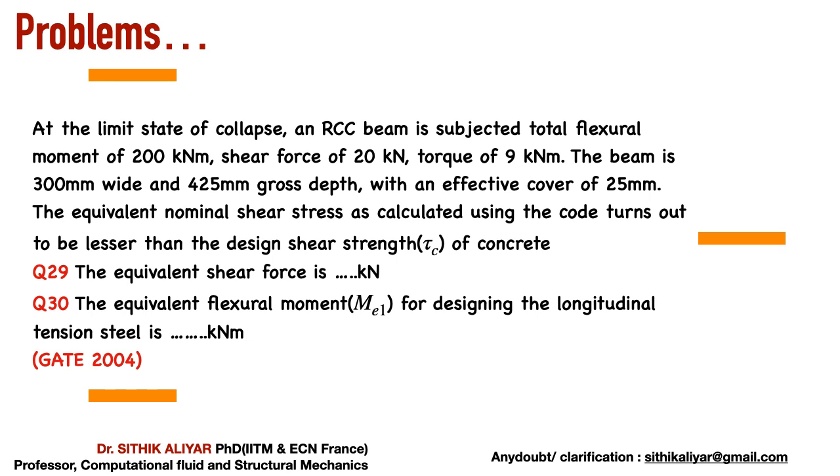Equivalent nominal shear stress calculated using the code turns out to be lesser than the tau c. They have given clearly the tau c. Equivalent nominal shear stress, that is tau ve, is lesser than tau c. They have given that. So what is the equivalent shear force? They are asking Ve, and then they are asking Mu1 for designing the longitudinal tensile steel. Mu1 is what they are asking.